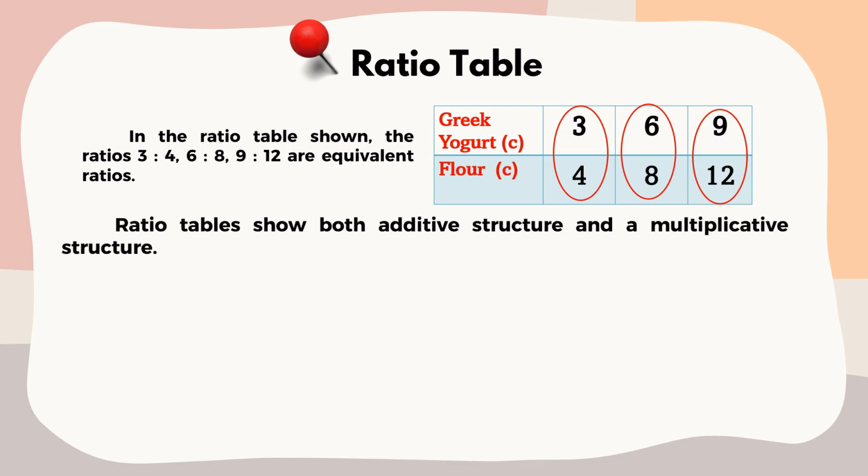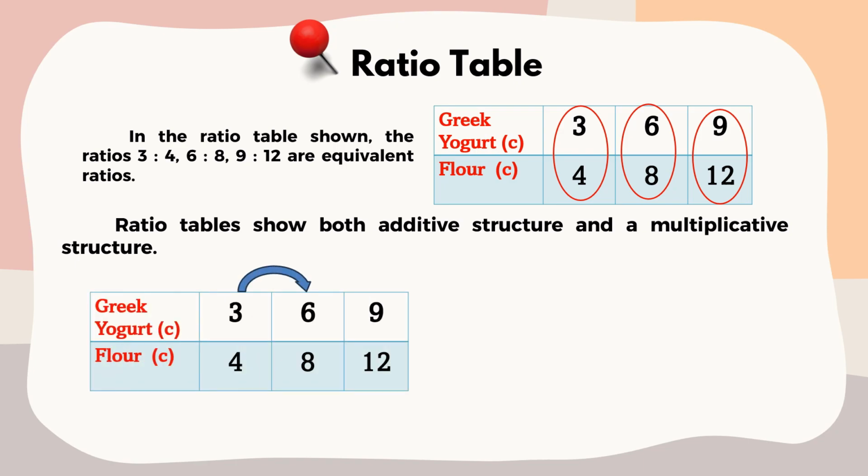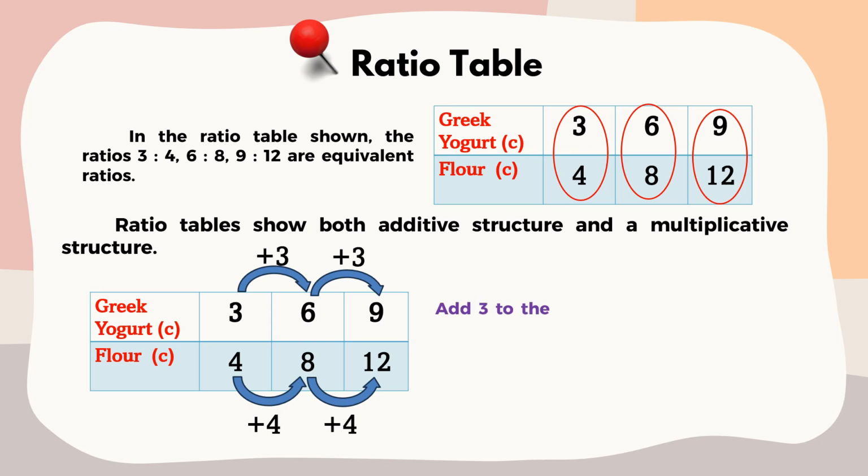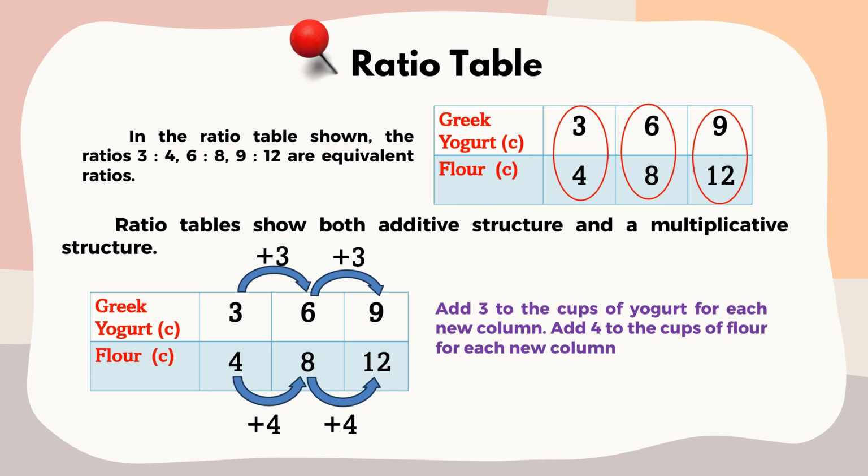Ratio tables show both an additive structure and a multiplicative structure. Study the ratio table below for the additive structure. Add 3 to the cups of yogurt for each new column. Add 4 to the cups of flour for each new column.